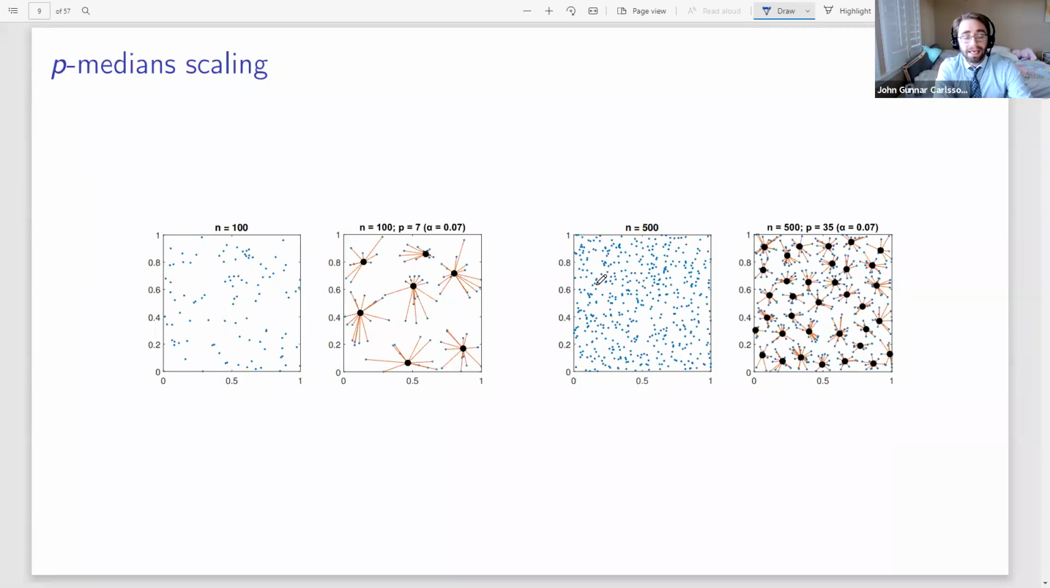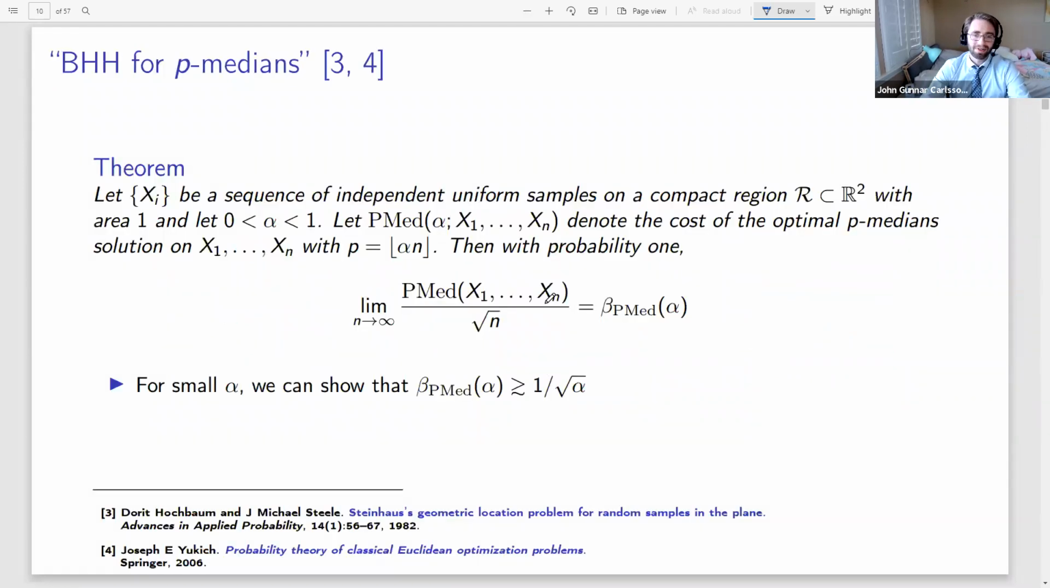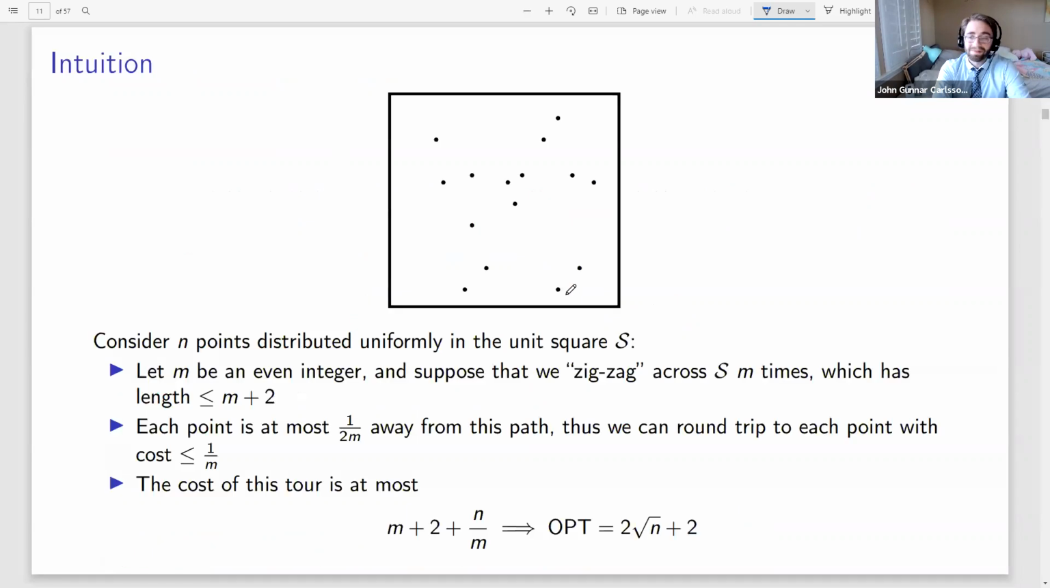It also works for the p-medians problem. So for the p-medians problem, I have 100 points here on the left, and I did 500 on the right. And I sampled, in this case, 7 medians here on the left and 35 here on the right. So I set things so that the number of medians would be 0.07 times the number of points. And if you do that, there is a theorem that is similar to this as well that says you have this kind of square root scaling. That's due to Dorit Hochbaum and Michael Steele in 1982. So there's a lot of these things, and we've been working on some extensions of those and applications and trying to actually make use of these things in industry beyond being pieces of beautiful mathematics.